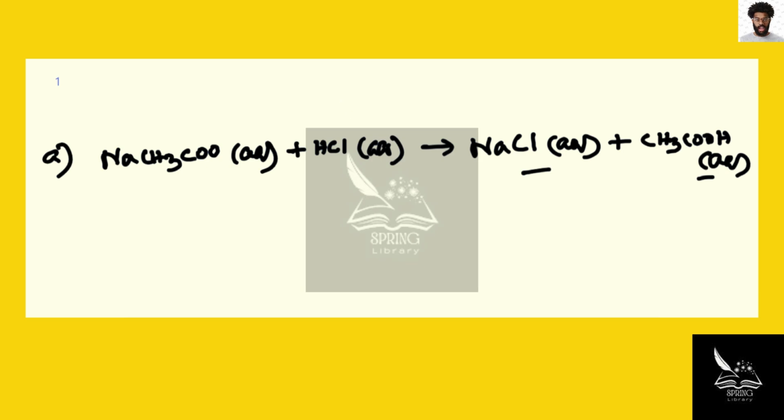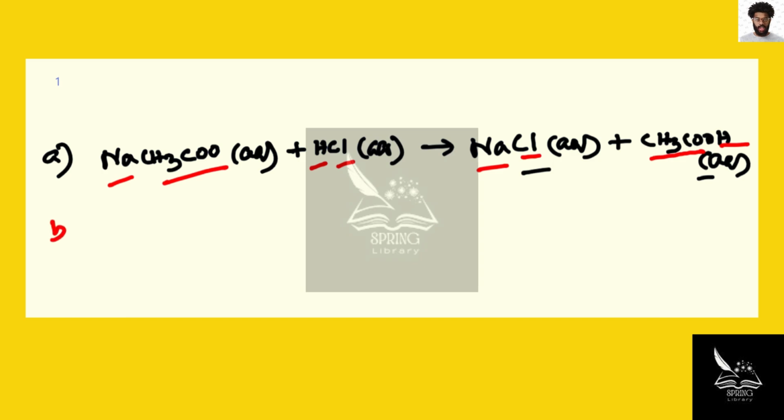Now for the balancing, we have to check if we have all the atoms or radicals in equal number on both sides. First we check the metal. The metal is sodium, and we have one sodium on each side. Then we have acetate, one acetate on each side. We have chloride, one chloride on each side. And finally we have hydrogen, one hydrogen on each side. So that means this is already a balanced equation and no precipitate will form from this reaction.